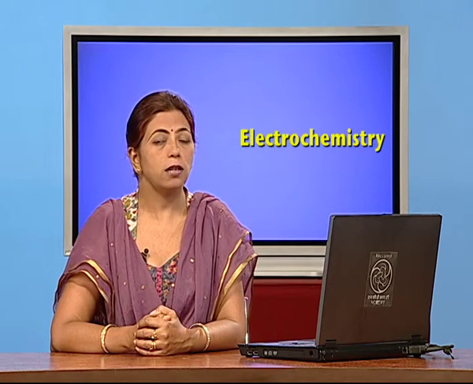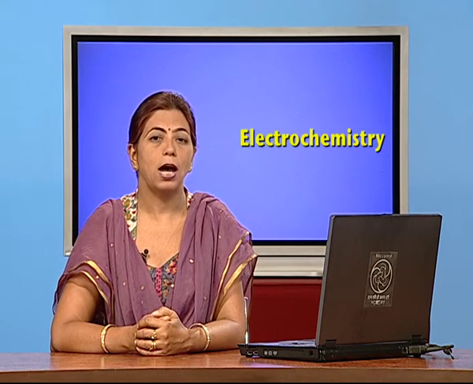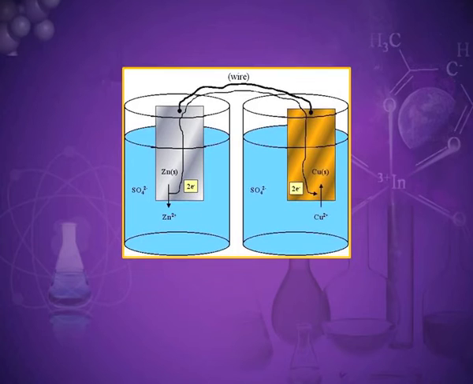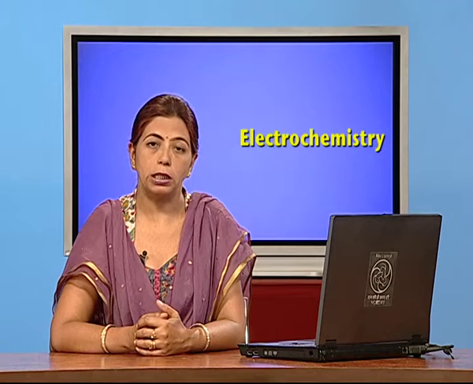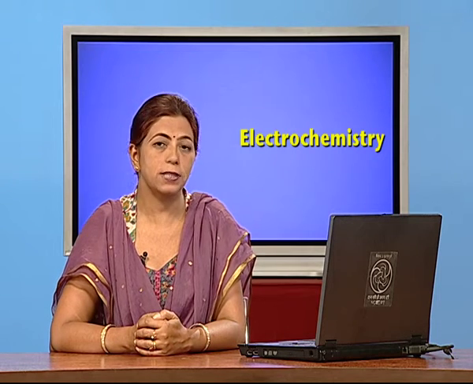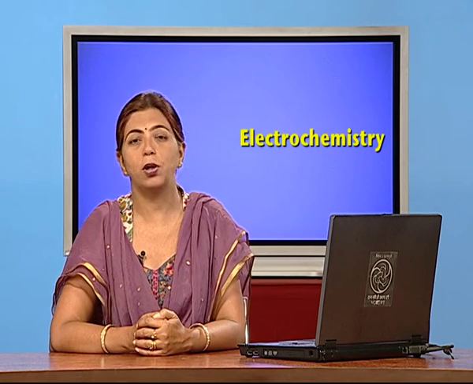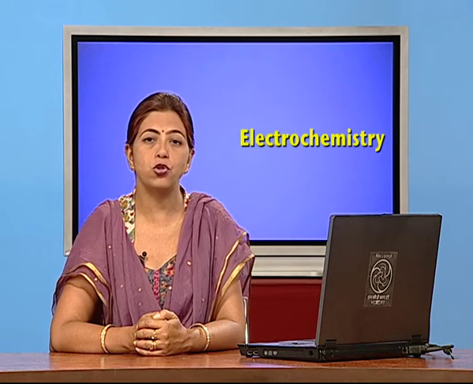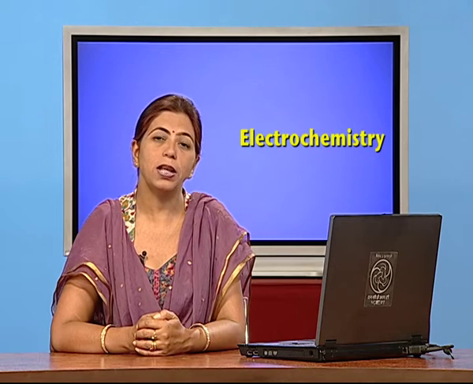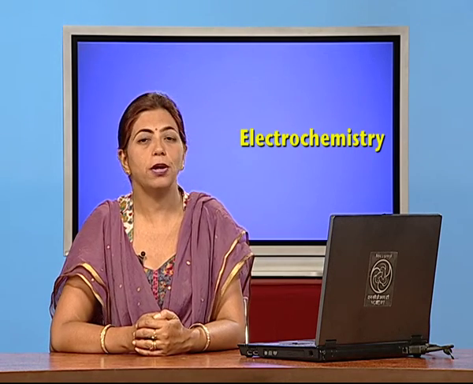Now, the zinc will lose the 2 electrons and it will change into Zn2+ ion, and these ions will move into the solution. And those 2 electrons via the wire will go to the copper half cell. There, the copper ions, Cu2+ ions, will accept or gain these 2 electrons and they will reduce to copper metal, and these copper metal atoms will get deposited on the copper electrode.